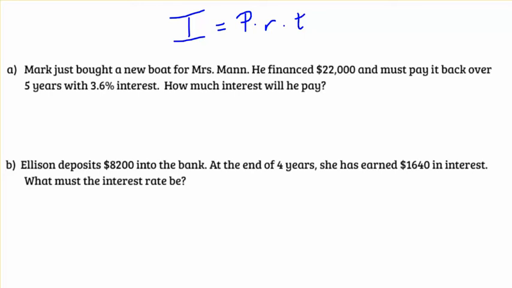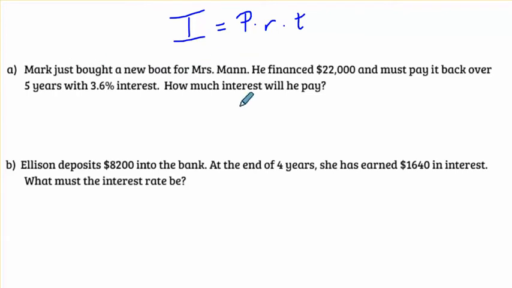Okay, with simple interest, we always want to write out our formula. Interest is equal to principal times rate times time. And so when we read through these word problems, we can assign the appropriate variable to the numbers that were given.